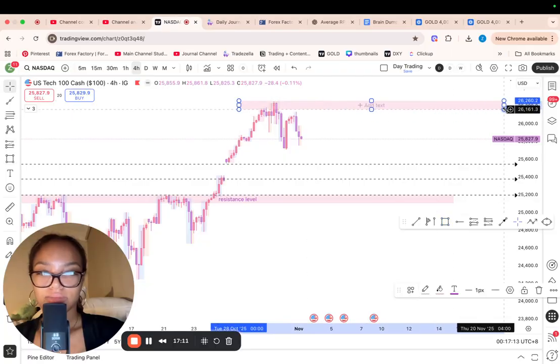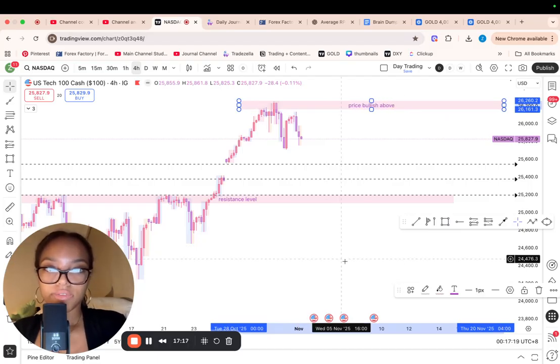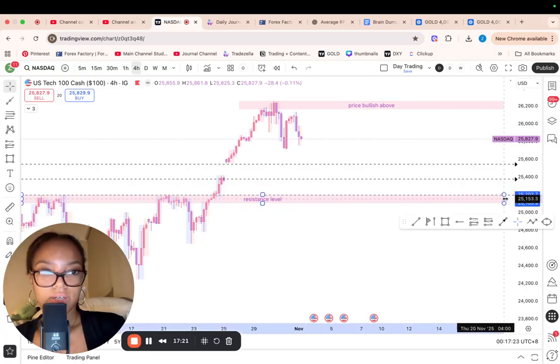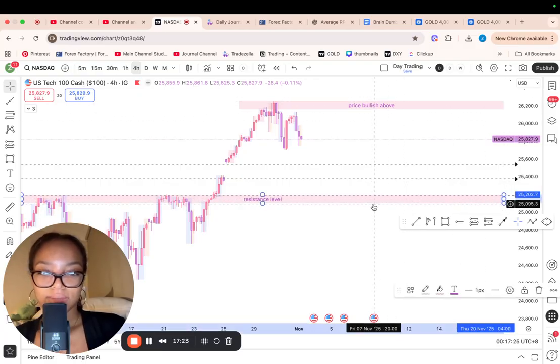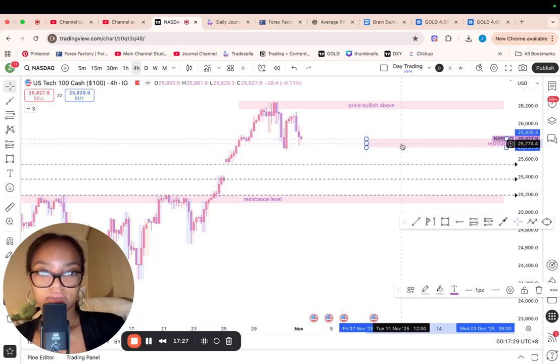Honestly, I was gonna say, I can't believe we've done this so quick. We have not done this that quick. Okay, price is bullish above. And yeah, we got this resistance level. We got pinks all around, so you can see price is very bullish. We've got this resistance level.